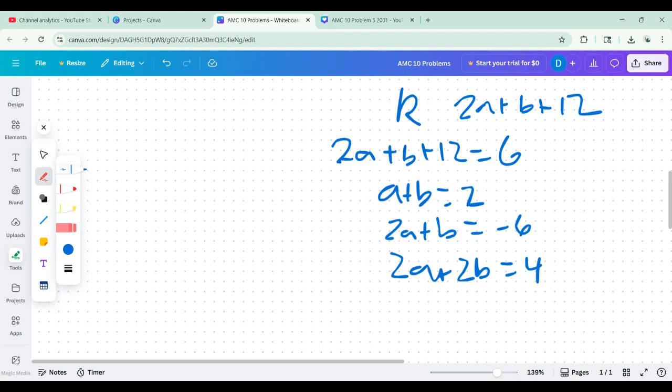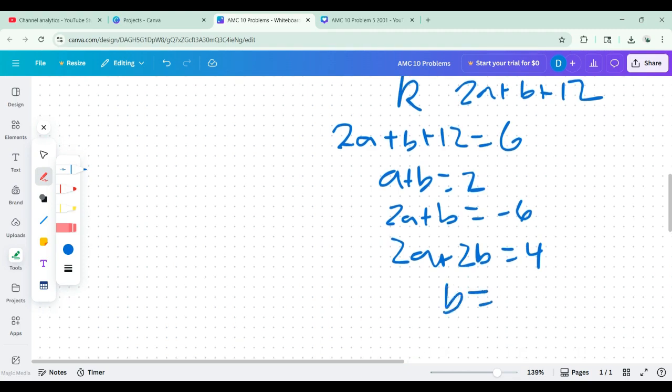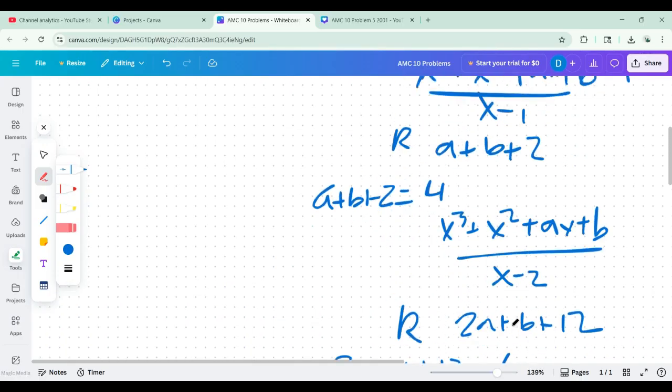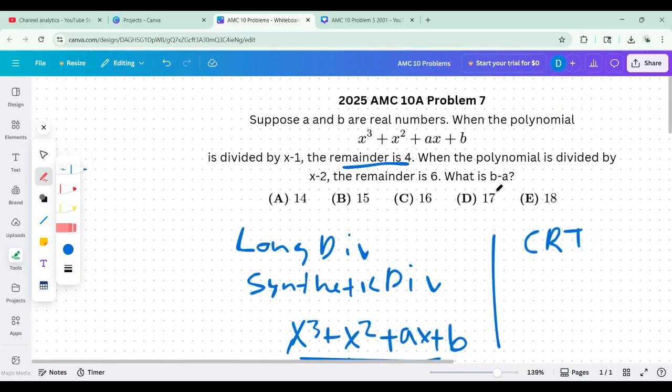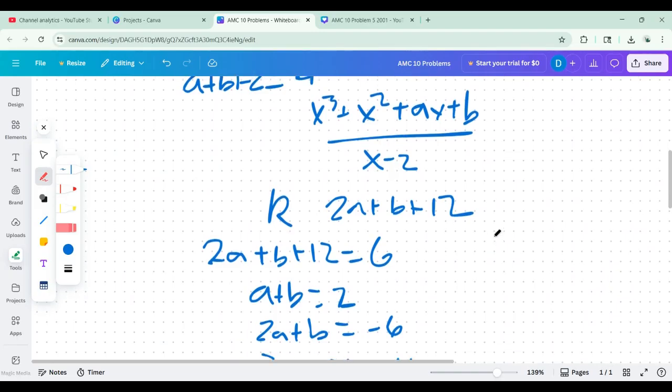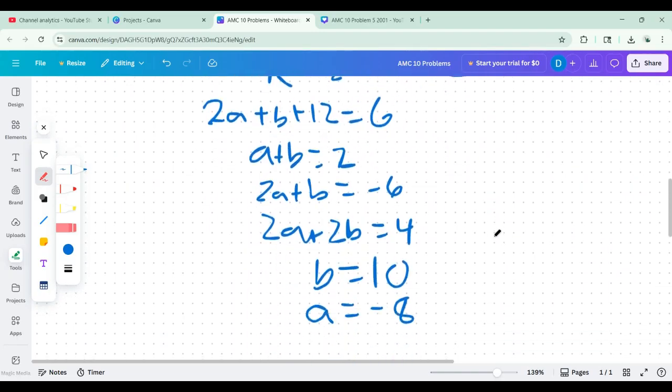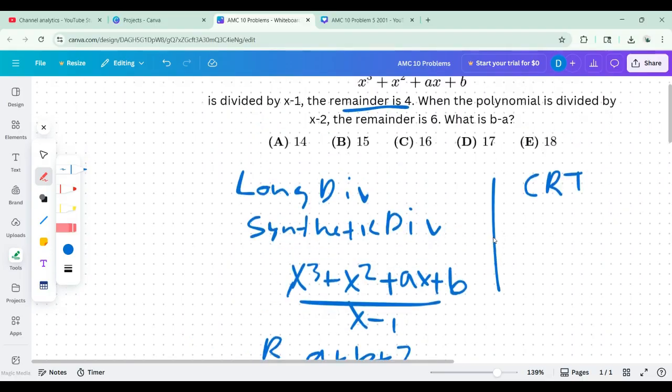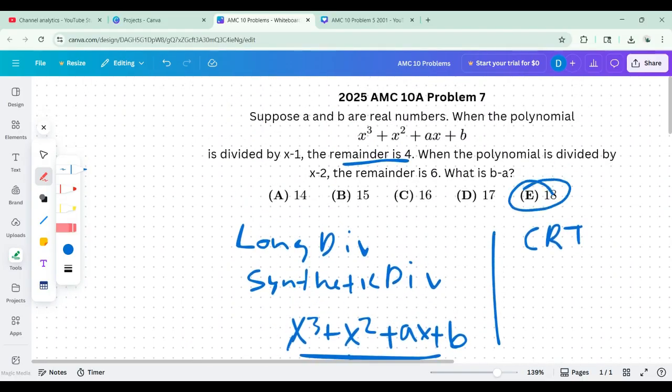So we solve this system of equations. We find that b is equal to, we multiply by 2. Let's see, b is equal to 10. And then a is equal to negative 8. And then we can just find out that b minus a is just 10 minus negative 8, which is just 18. So we have the answer E.